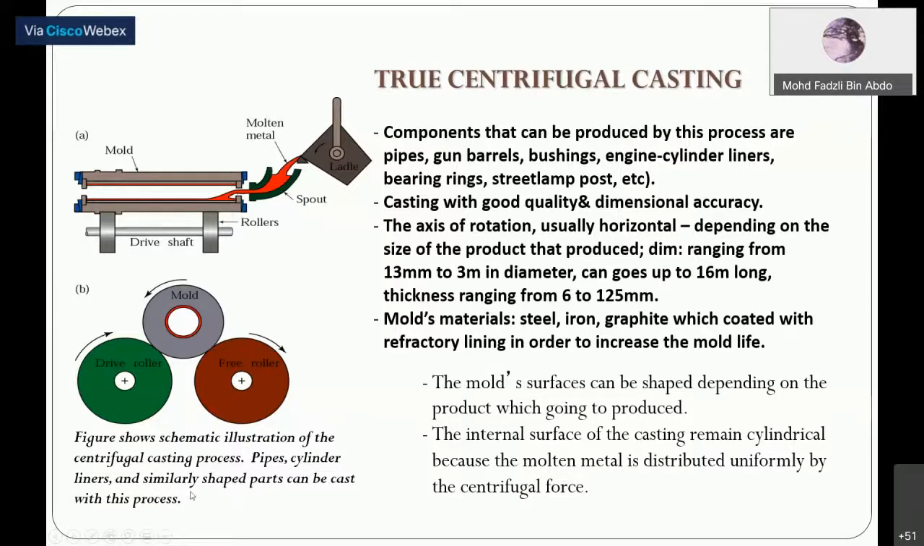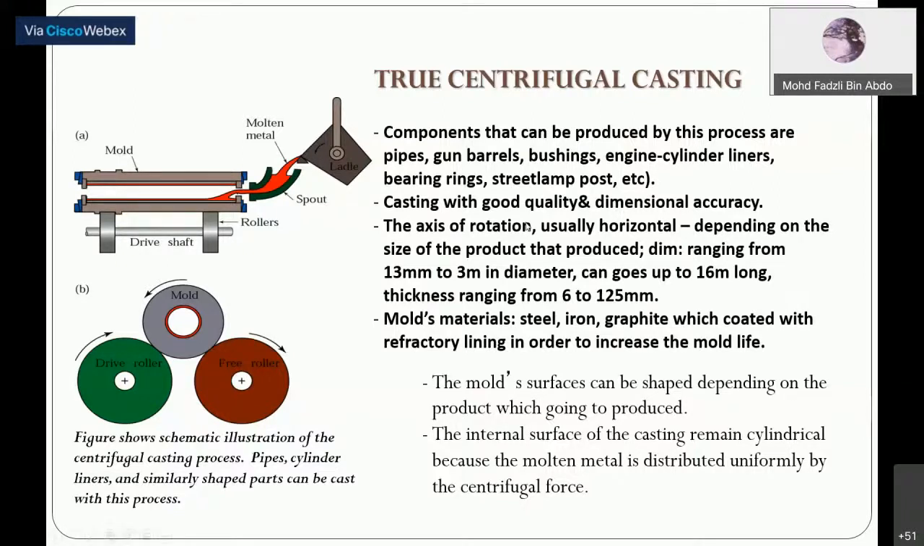Figure show the schematic illustration of the centrifugal casting process. Pipe, cylinder, liners and similarly shaped parts can be cast with this process. Untuk centrifugal casting ni lebih kepada nak buat pipe. Maksudnya yang hollow tapi yang continuous. Contoh kalau hollow tak continuous, just one part je, kita boleh buat just sand casting menggunakan mandrel ataupun kita letak the core. Tapi kalau continuous untuk buat pipe lebih sesuai adalah through centrifugal casting.